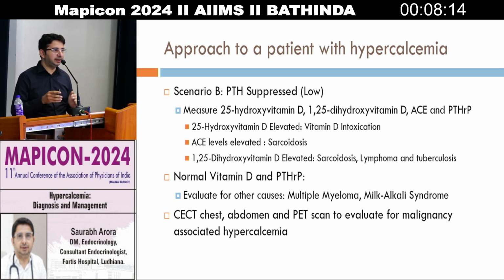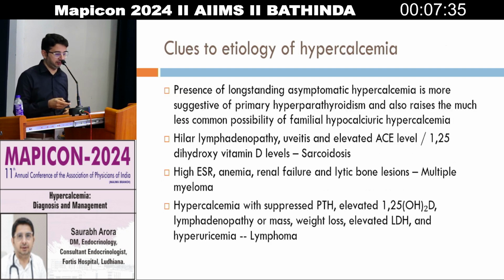But among patients who have PTH-independent hypercalcemia, CT chest, CT abdomen, and a PET scan are done to evaluate for hypercalcemia of malignancy. Given an option between PTHrP and a PET scan, I would choose a PET scan because PTHrP is a very costly test, and a PET scan is very good to diagnose any occult malignancy which is resulting in hypercalcemia. So if the PET scan is negative despite doing all investigations, CT chest, CT abdomen, PET scan, and we are not able to localize the etiology of hypercalcemia, then we can go for PTHrP levels. Otherwise, in routine clinical practice, we don't normally do it.